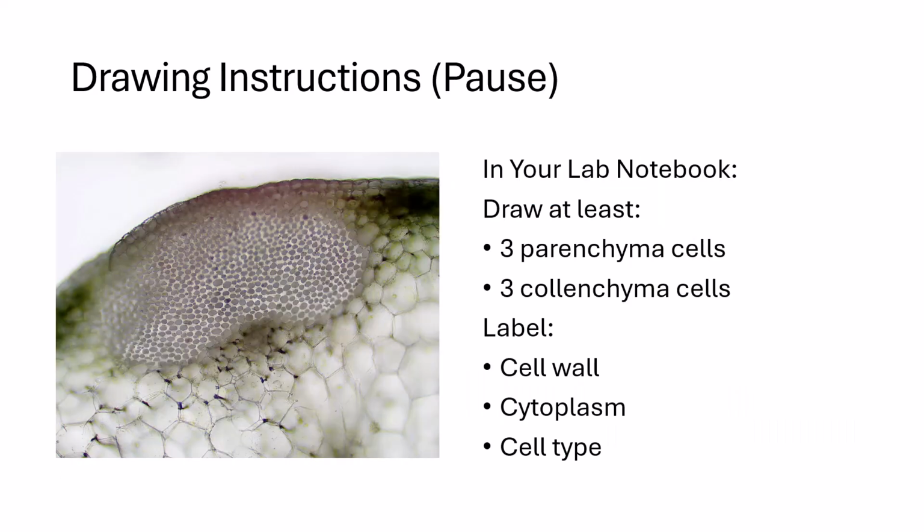Pause the video and draw at least 3 parenchyma cells and 3 collenchyma cells. Label the cell wall, cytoplasm, and identify each as either parenchyma or collenchyma. Focus on accurate proportions and wall thickness rather than artistic detail.